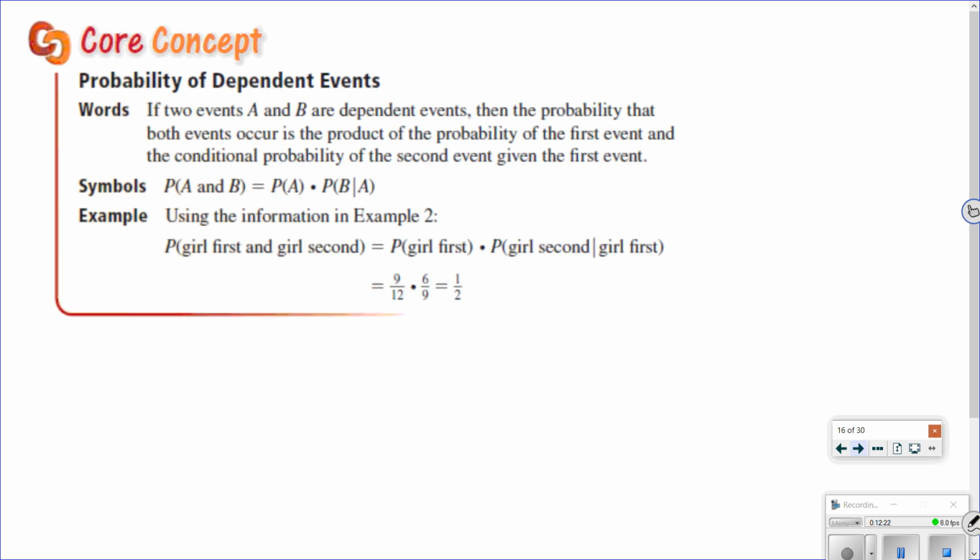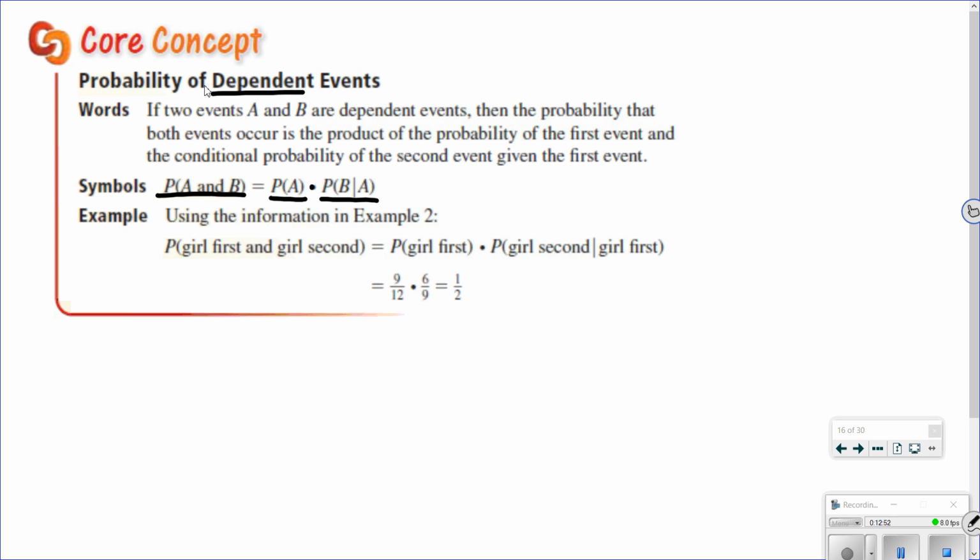So here's our formula. If 2 events, now we're talking about dependent events, happen, we still multiply them together, right? If I want to find the probability of A and B, I still take the probability of A times the probability of B given that A already happened. So when I find the probability of the second event, I have to assume that the first event already happened, and I have to adjust that probability accordingly.